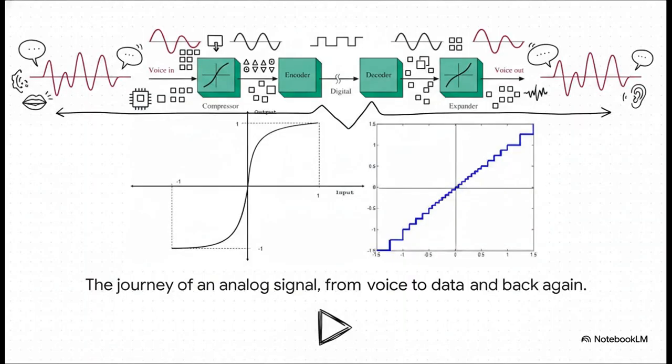And this diagram here, this is the whole playbook. It's the journey. Over on the left, you've got the original analog signal. Let's say a voice. It goes through a whole bunch of steps to get encoded into a digital signal, and then on the other side, it gets decoded right back into something you can hear. This flow right here is our roadmap for the next few minutes.